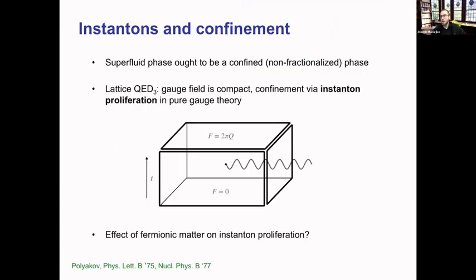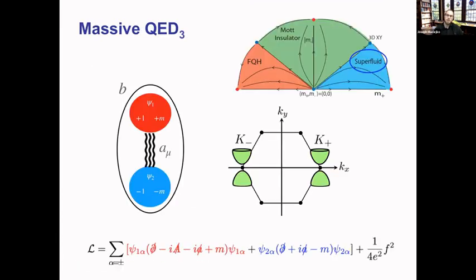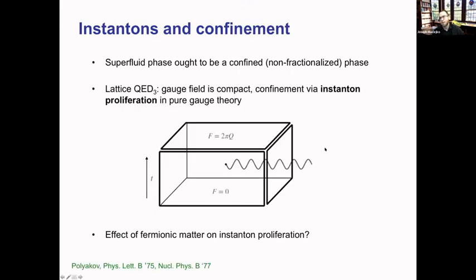Okay, so if you look at this theory in the continuum, everything is fine. But if you remember that you're really on a lattice, then there are going to be non-perturbative effects to be accounted for, which are instantons. One way to think about this is that the superfluid phase, as a phase of bosons, is not a fractionalized phase. So there should be no U(1) gauge fields lying around in this phase, and so it has to be a confined phase in some way.